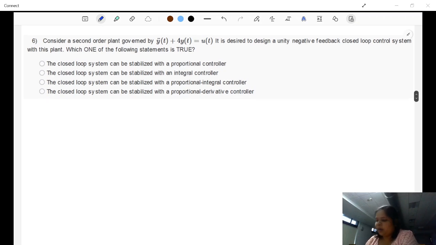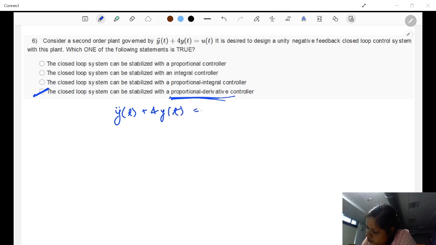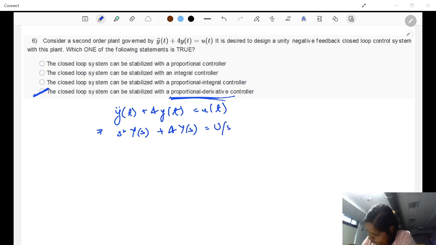Because this would give you the answer. So I would start with solving this, and similarly, you can check all the other options also. Okay, so we'll just proceed with this condition first, the PD controller. So what we would do is y double dot t plus 4 yt is equal to ut. Now, when we take the Laplace transform, it would be s square Ys plus 4 Ys is equal to Us.